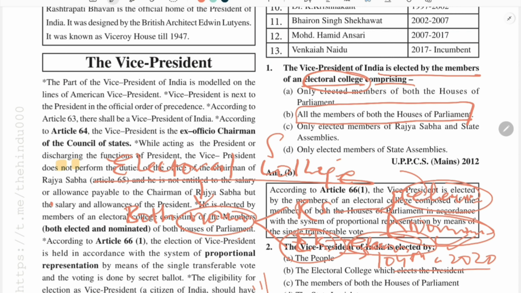And this Anglo-Indian community quota has also been scrapped in the states. That we will study in another chapter when we discuss the state legislature. So here the answer is all the members of both houses of parliament, whether they are elected or nominated. And we will learn the differences between the electoral college of the president and the vice president in the chapter where we discuss the president. So here the answer is all the members of both houses of parliament.